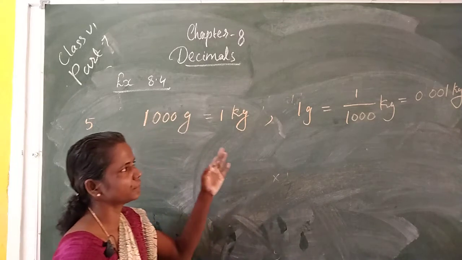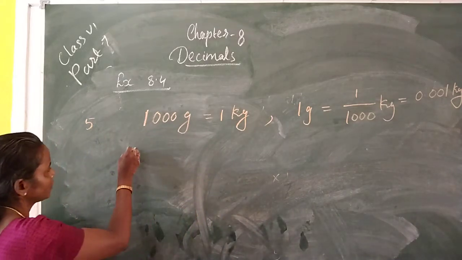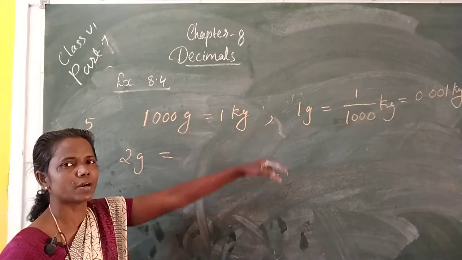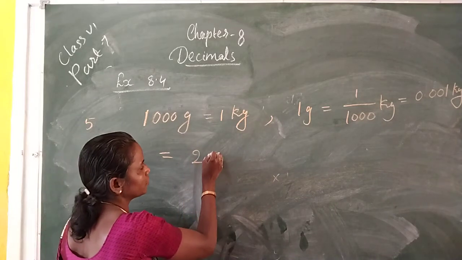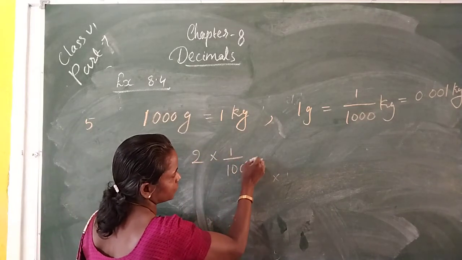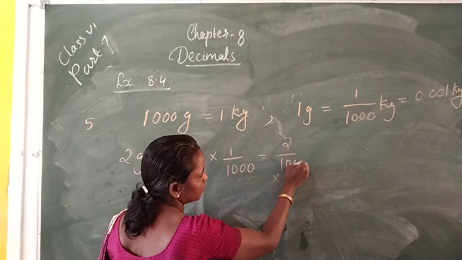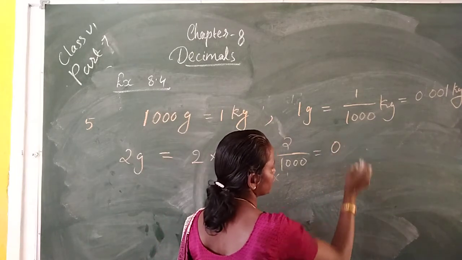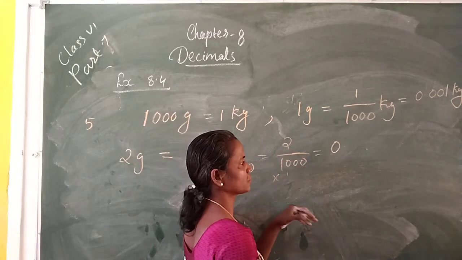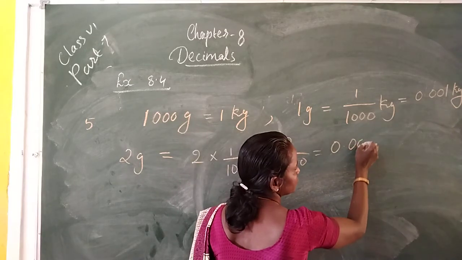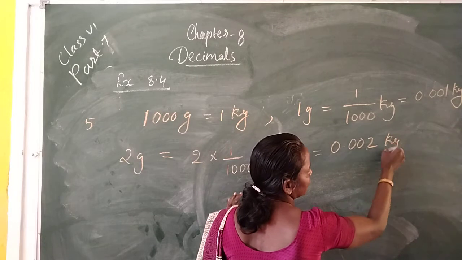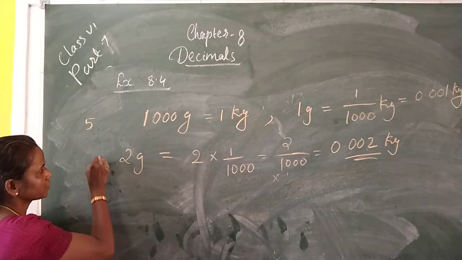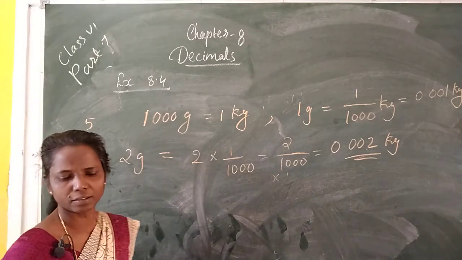Is it clear? The next, what is the first question? 2 gram. This 2 gram convert into kilogram, means multiply by 1 by 1000. So 2 into 1 by 1000 is equal to 2 by 1000. Then what is its decimal form? 0 decimal. How many? 1, 2, 3. Here only 1 digit. So how many 0 we put here? 2 0. Then 0.002 kg.